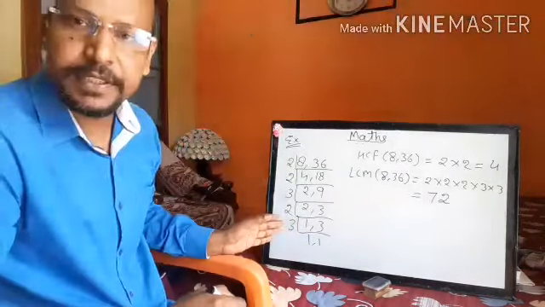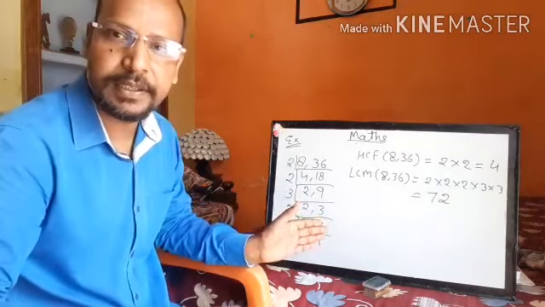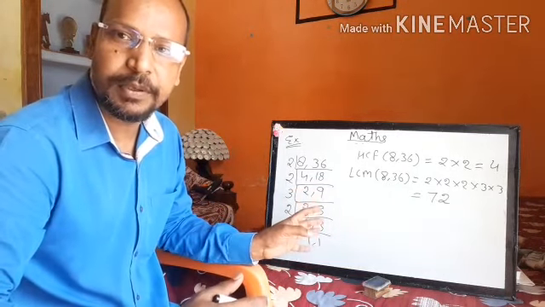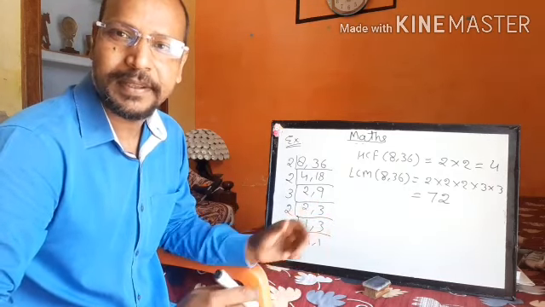So guys, you have seen it is very easy if we use this long division method. By this method we are able to find both HCF and LCM in a single method.